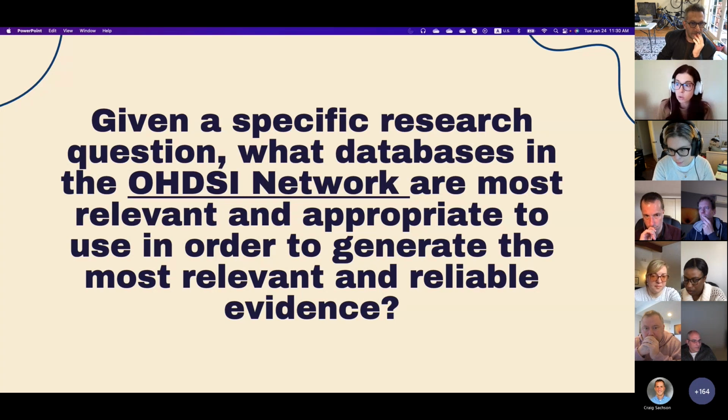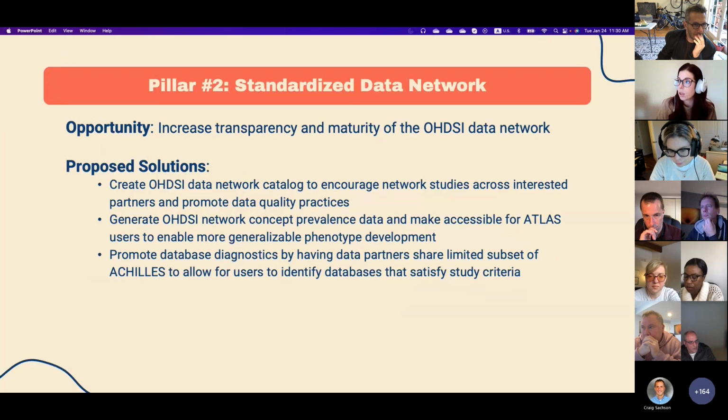And the way we're going to do that is to understand what databases are in the OHDSI network, what types of data they contain, and what specific questions we can ask of them. So here's pillar 2. We want to increase the transparency and maturity of the OHDSI data network. And there's a few different solutions in there that Patrick highlighted. We want some sort of catalog to encourage network studies. And for me, very excited about this, to promote data quality practices.